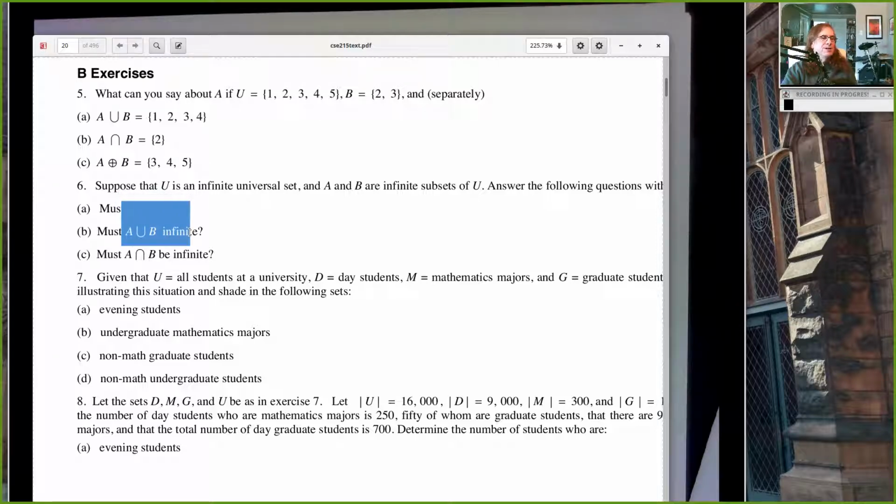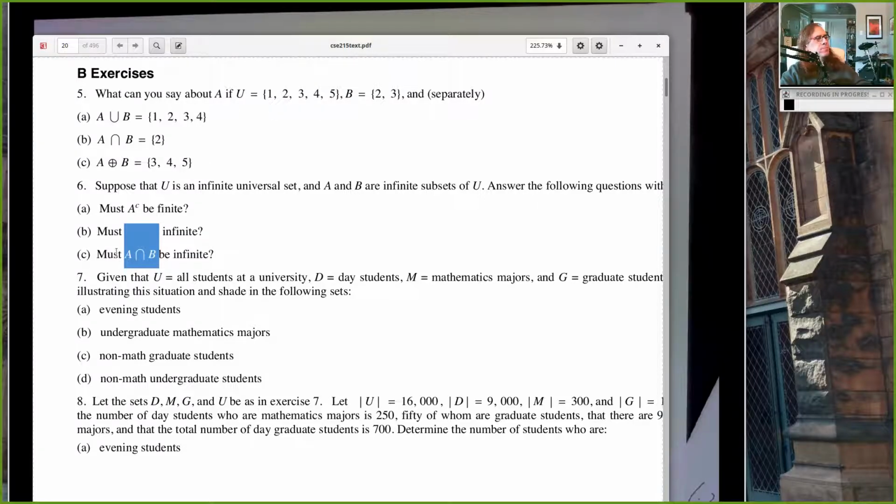The union, on the other hand, is guaranteed to be infinite. Because A union B means start with A, which is already infinite, and then maybe add some extra stuff. So it's only going to get bigger. So for B, the answer is yes. And then must the intersection be infinite? Well, again, think of the evens and the odds. What's the intersection of those two infinite sets? It's the empty set, which is definitely finite. So this is no, yes, and no, if you just want the punchline.